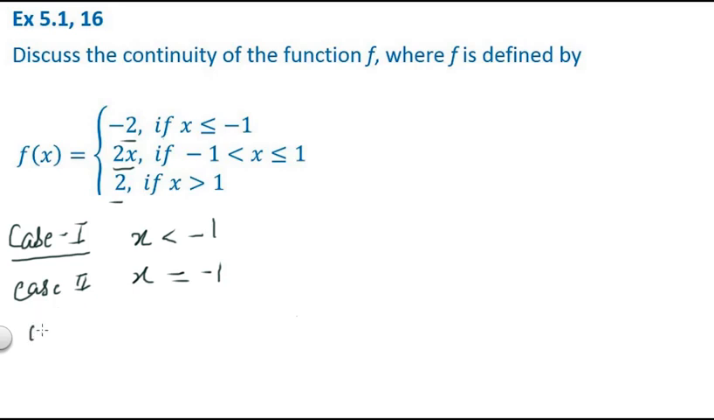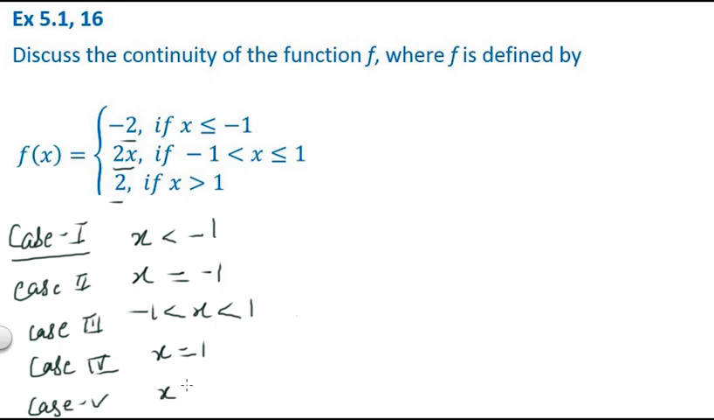The next case that we will take, case 3, will be when x is lying between -1 and 1. Next case that we will take is when x equals 1. And the last case, case number 5, will be when x is greater than 1. So these are the 5 cases on which you are going to discuss the continuity of the function. Now, case 1.